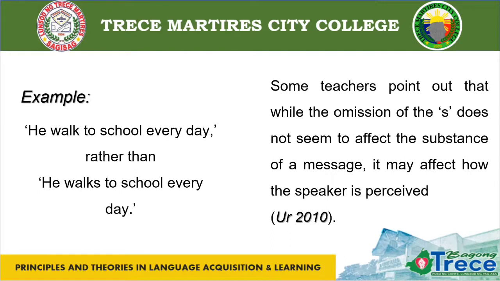Speakers frequently omit the S on the end of third person singular present tense verbs. So they say "he walked to school every day" rather than "he walks to school every day." Omitting the S will not be seen as an error if comprehensibility is more important than conformity to native speaker norms. The fact is that few learners aspire to be or need to be native speakers of English.